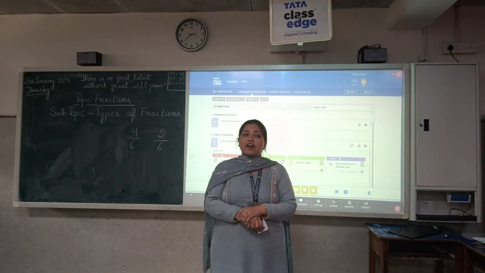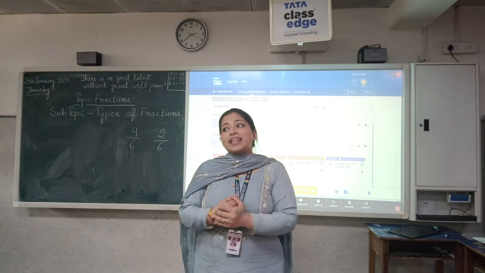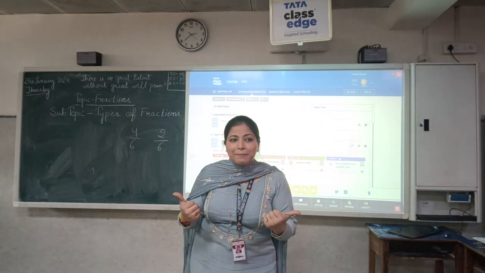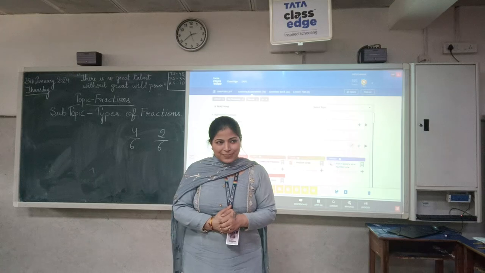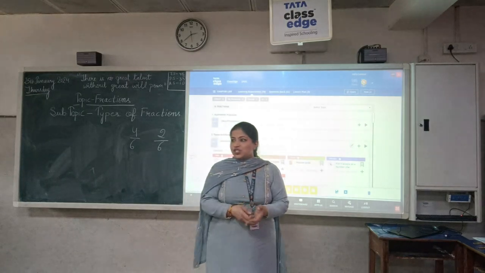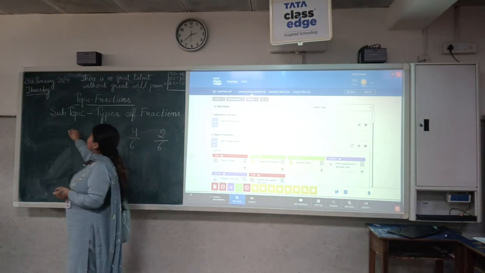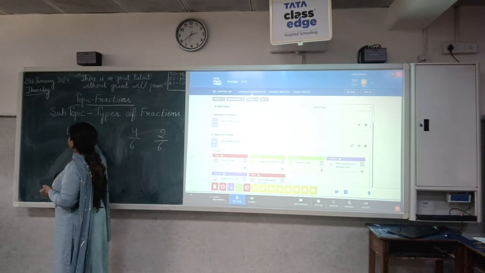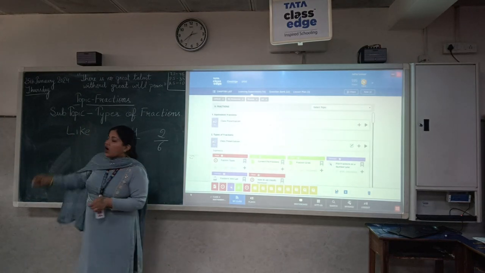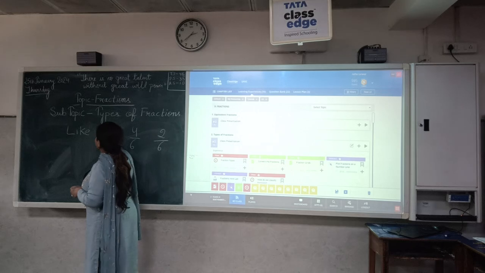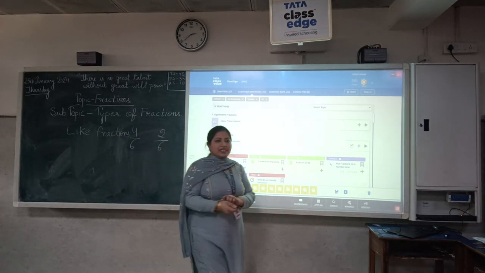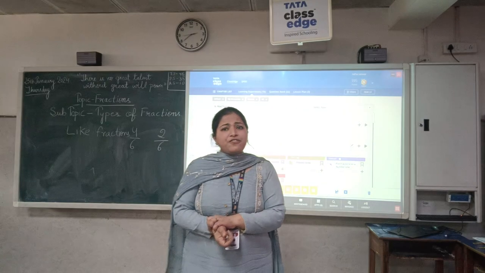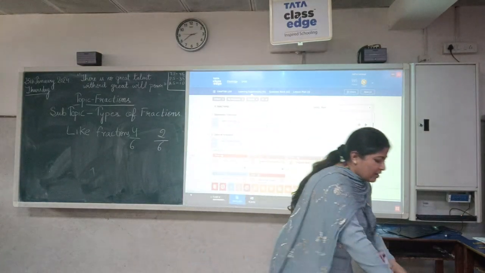When the fractions have same denominator, what do we call them? Yes, Rudra. Ma'am, like fractions. Like fractions. Very good. So the fractions which have same denominator are called like fractions. Now, let's see the fractions here.